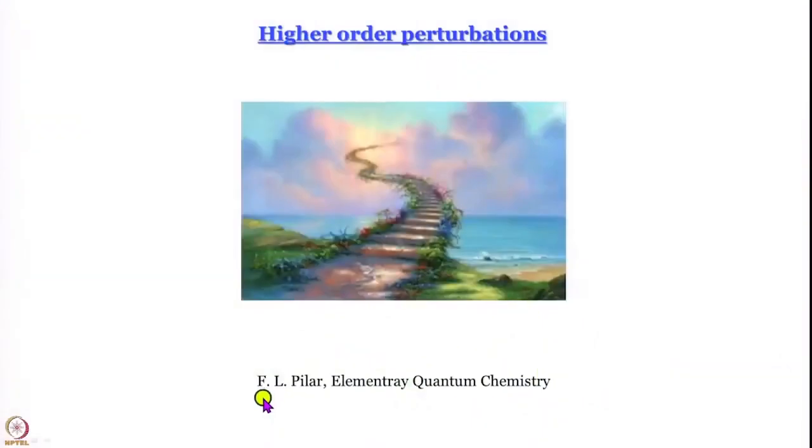So what we will do today is that now that we are familiar with the language of quantum chemistry, we will see the way this treatment is presented in a little more difficult but definitely much more detailed book by F. L. Pilar, Elementary Quantum Chemistry. And we will see what happens when we go higher up the ladder and try to do higher order perturbations. This graphic is from the cover of an album, Stairway to Heaven. I leave it to you to find out which band had published this album.